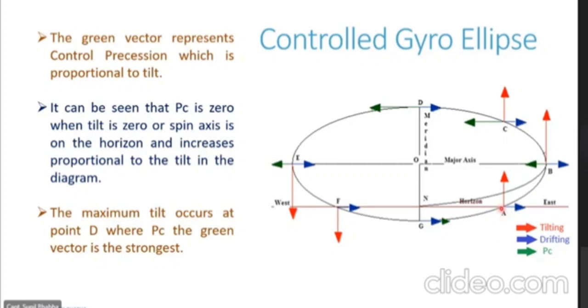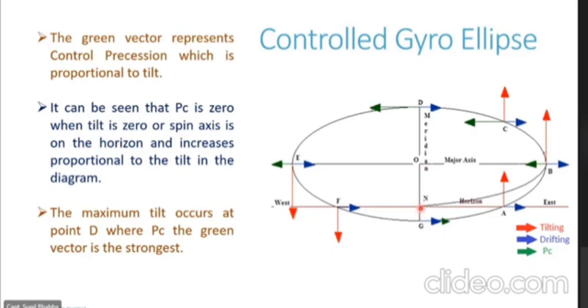Now in this diagram, you see we have the horizon at this particular location. You can follow the laser pointer. This is the horizon. Whenever the spin axis is on the horizon, the tilt is zero. Whenever the spin axis is above the horizon, we have an upward tilt. And whenever the spin axis is below the horizon, we have a downward tilt.